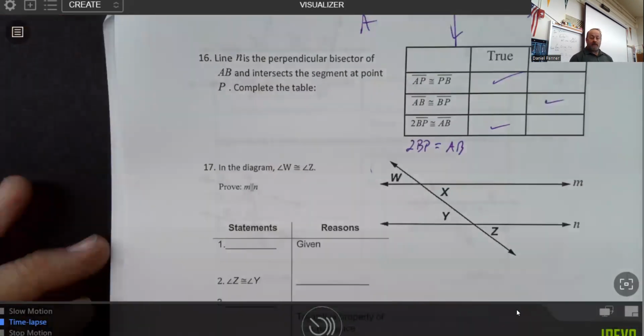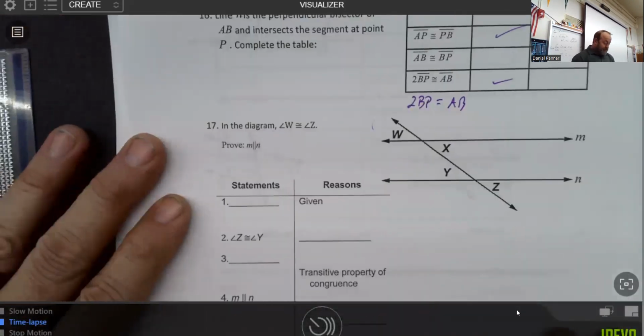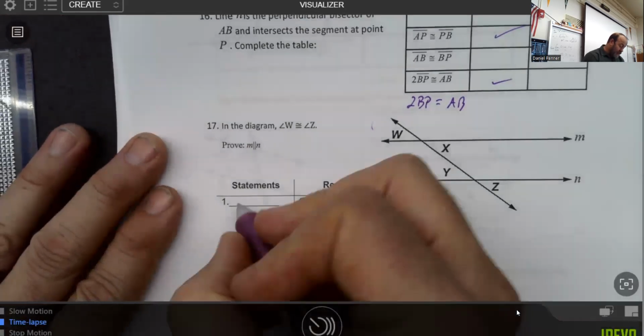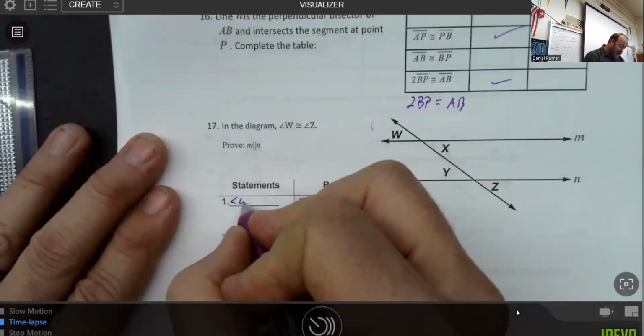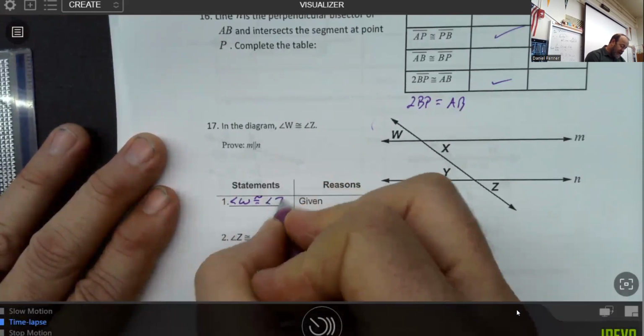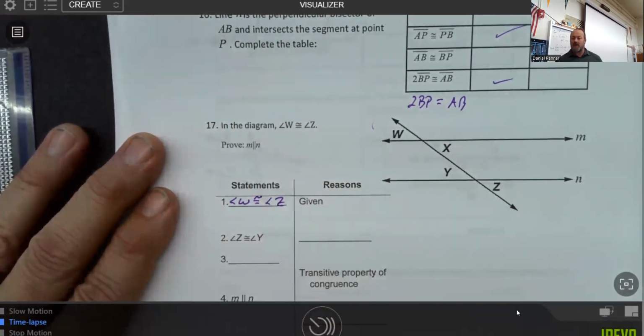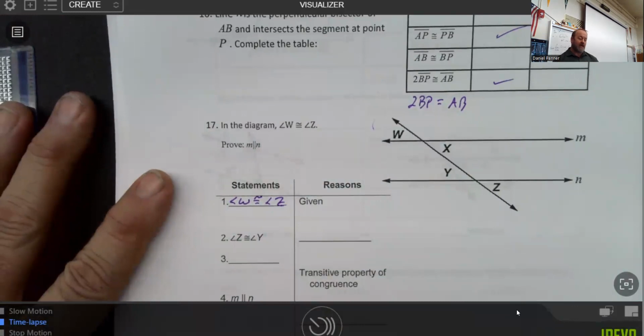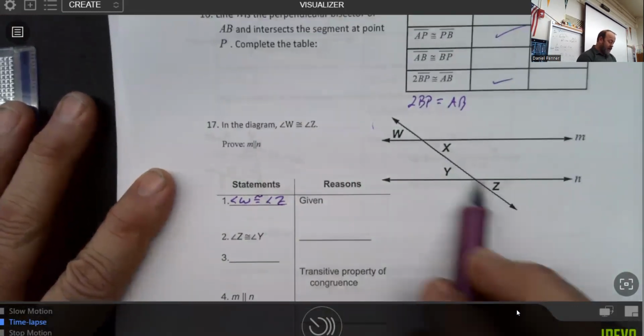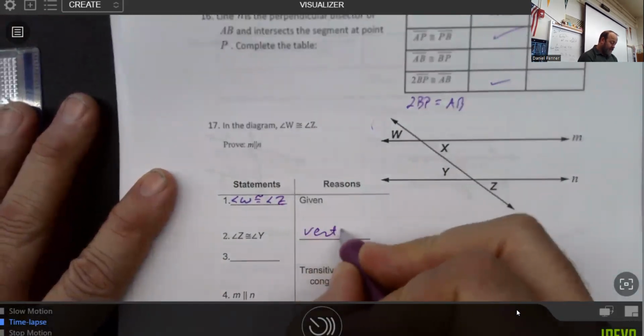Okay, so moving on to number 17. Remember, proofs generally start with the given information, and we haven't violated that, but it does happen occasionally in math where you start with something even a little bit more basic, but this is fine. Now, I happen to know that Z and Y are congruent because of the vertical angle theorem.